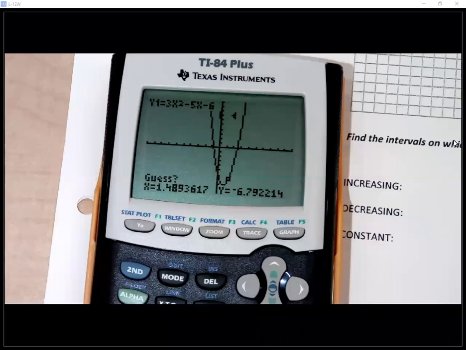You'll see it always asks you the third question to guess. Ignore that. Just hit enter again. Look at that. It gives you the exact coordinate of the minimum point on the bottom. You've got your x comma y.